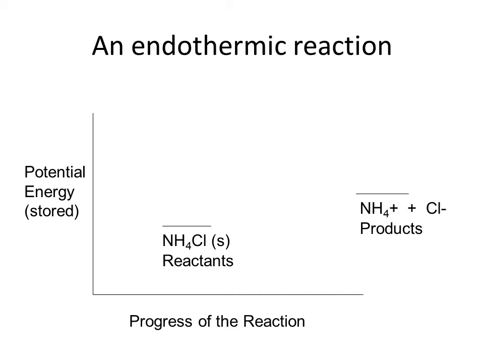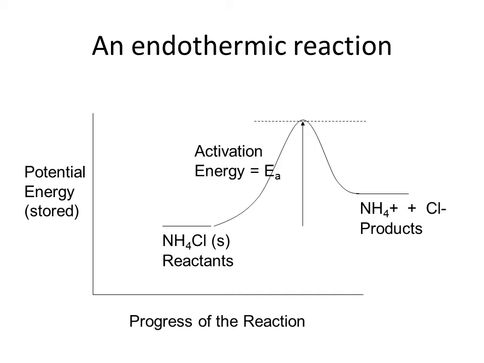There is an activation energy here, a hump of energy that is between the reactants and the products. So bonds have to be broken going up to the transition state before new bonds are formed going down to the products. The difference between the reactants and the transition state is called the activation energy.